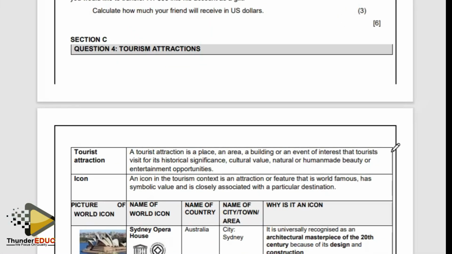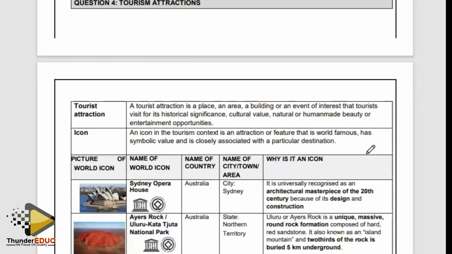Push for tourism. So the topic which we are going to be dealing with today is tourism attractions. We are going to look at world icons. We are also going to look at world heritage sites. Then we are also going to explore the topic of marketing. So what we'll do, we'll start by going through section C, which is question 4, which consists of tourism attractions.